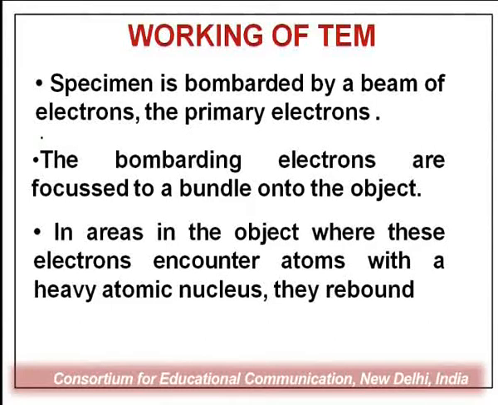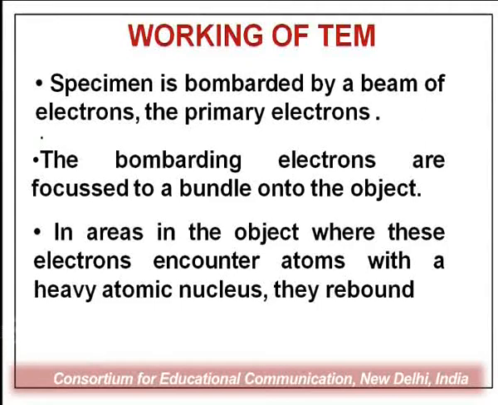and this electron beam is ejected from the filament, and that is the primary electron. The specimen is bombarded by a beam of electrons. That beam of electrons is the primary electrons. Now this bombarding electron beam is focused to a bundle onto the object.